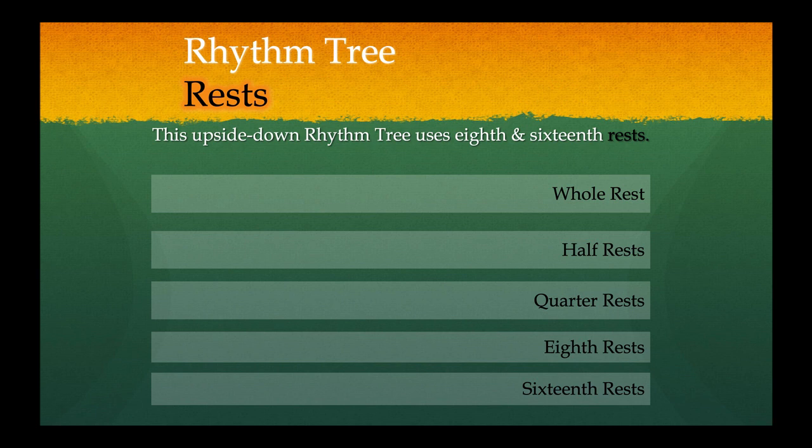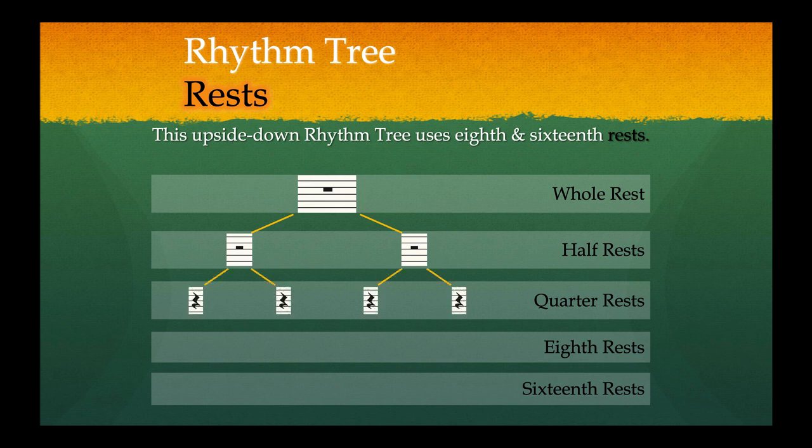This upside down rhythm tree uses 8th and 16th rests. We start with our whole rest. Just like the notes, we can split, or subdivide, the whole into 2 half rests worth 2 counts each. Each half rest splits into 2 quarter rests, so it takes 2 quarter rests to equal 1 half rest and 2 half rests to equal 1 whole rest.